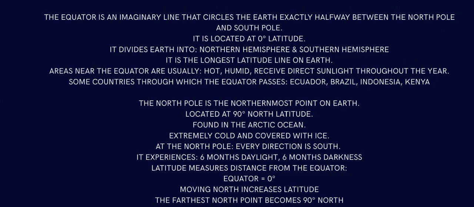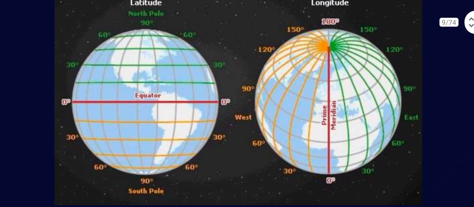Then comes the North Pole. North Pole is the northernmost point on earth, located at 90 degree north latitude, found in the Arctic Ocean. So the question might arrive, where can you find the Arctic Ocean? It's in the North Pole. If you put this like a two-dimensional thing, then north is up and south is down.